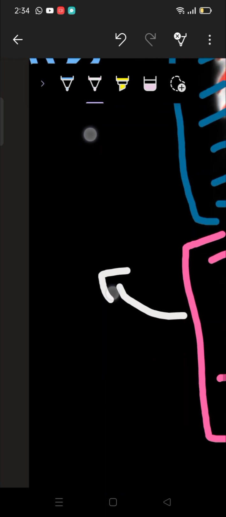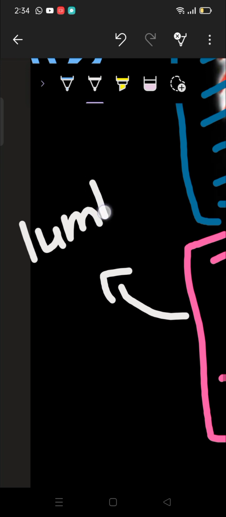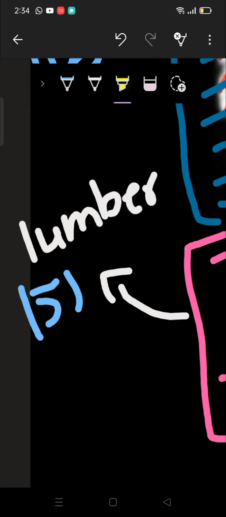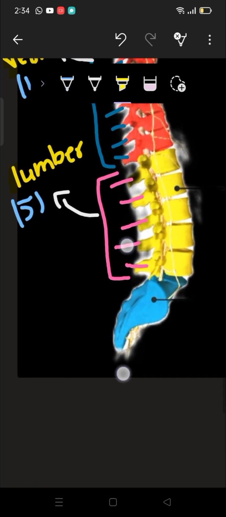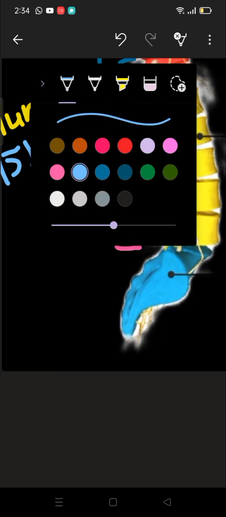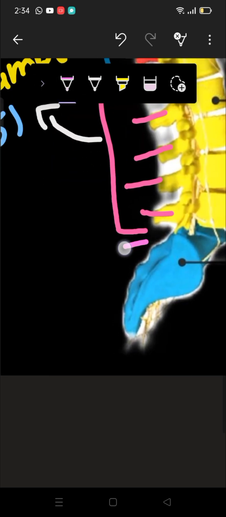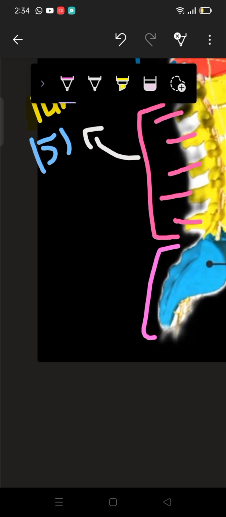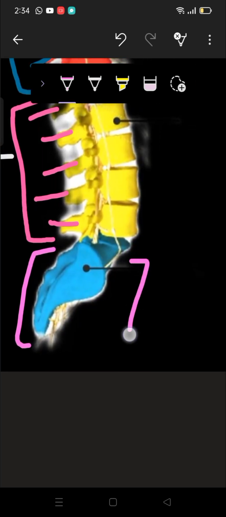Let me write this here. Lumbar vertebrae, which are a total of 5 in number. So these are lumbar vertebrae. Alright, so the last, not the last but the second last, as you can see. So here we have one big vertebra which is basically the fusion of 5 bones.